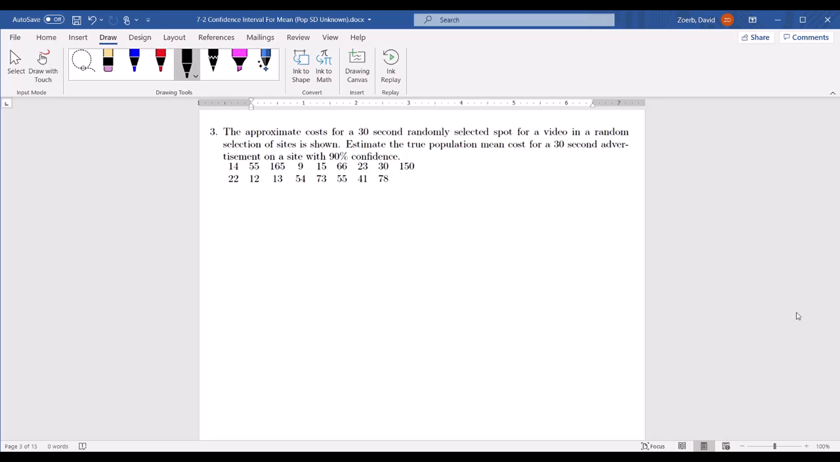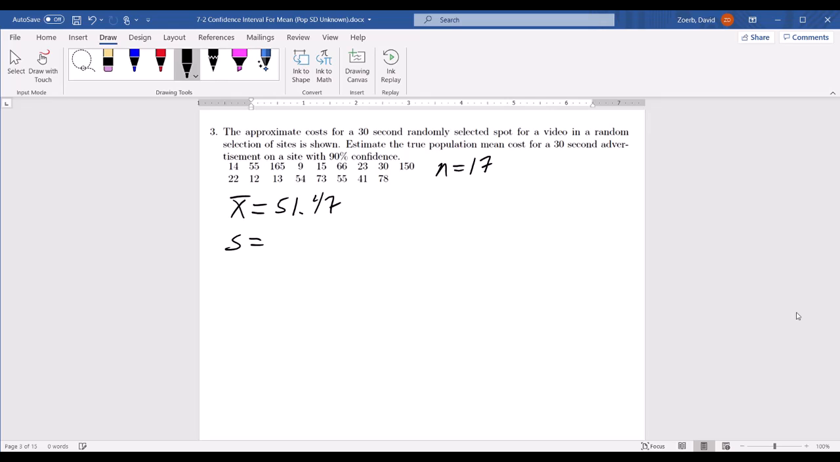Your data values are 14, 55, 165, 9, 15, 66, 23, 30, 150, 22, 12, 13, 54, 73, 55, 41, 78. You should have counted 17 numbers. So n equals 17. Punch those in. Your x bar should be giving you about 51.47.